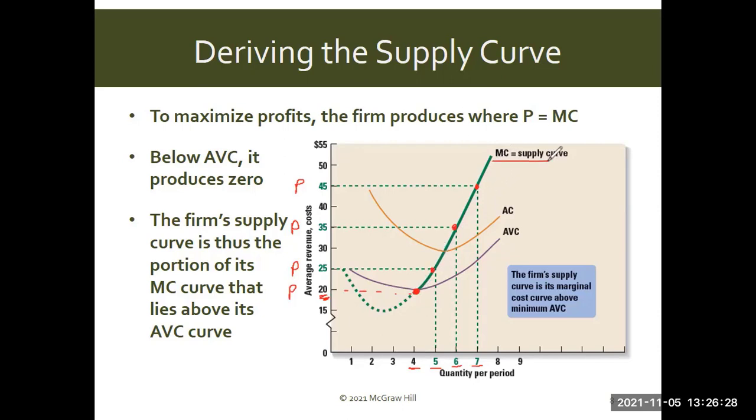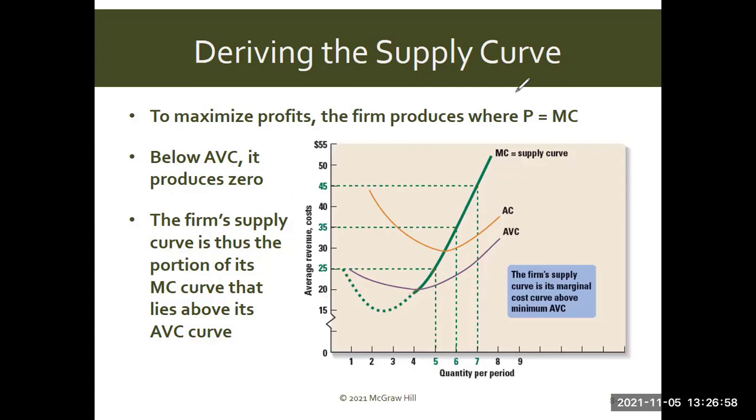So that's really the individual firm's supply curve. So below average variable cost, the firm would produce 0. That's if the price was below 20. But otherwise, the firm's supply curve is really the portion of the marginal cost curve that's above average variable cost. So it's this solid, thick green part. It's above the average variable cost. So that's the individual firm's supply curve.